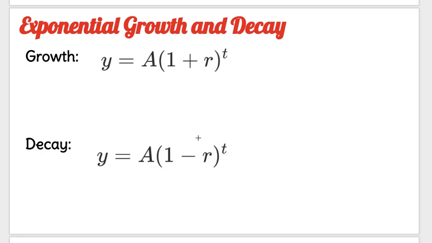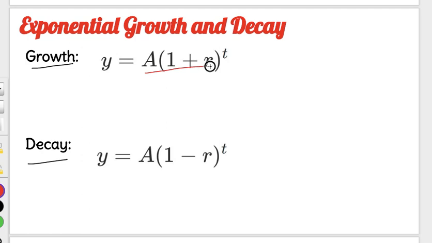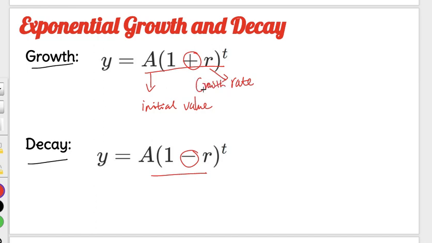We do have two models here. One is called exponential growth. The other one is called exponential decay. As you can see from these two models, they are actually very, very similar. The only difference is one is plus, one is minus. But what does that mean for each letter? A means the initial amount, or initial value, or starting value. So you can always think about this one. And r here means rate, which in this case we call the growth rate, and t means over the time.